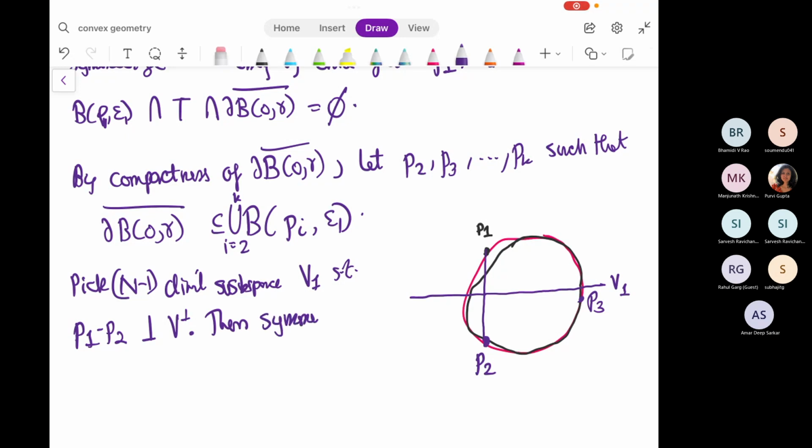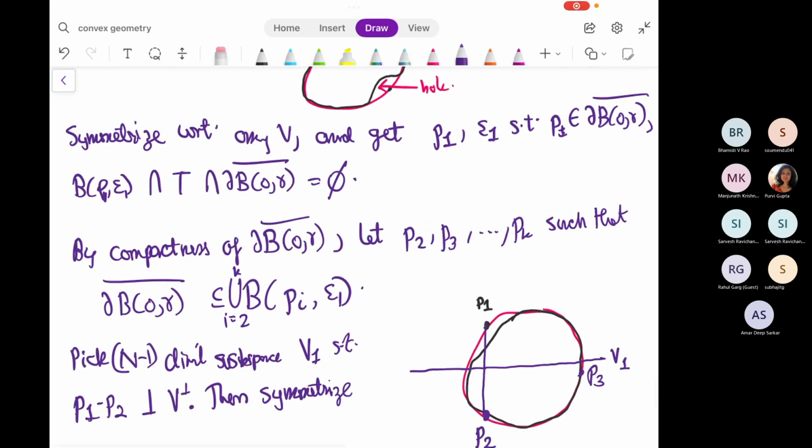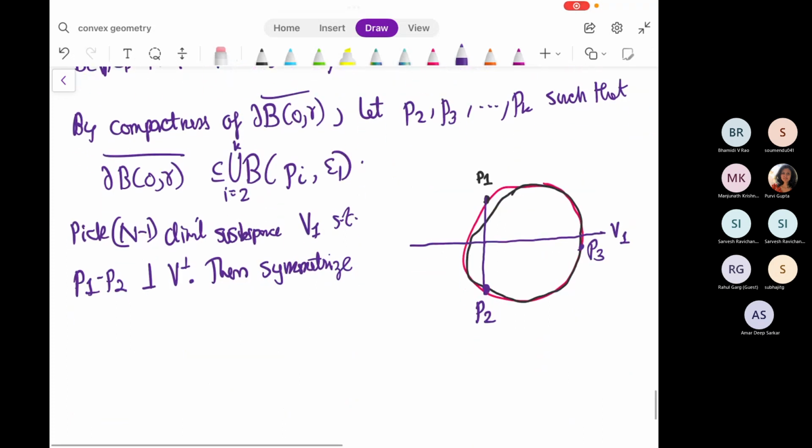okay, so let's call the result after the first symmetrization T1. So let's say T1 is T symmetrized by some initial choice V. So the earlier V was arbitrary. This V1 has been chosen keeping P1 and P2 in mind. So then symmetrize with respect to V1, excuse me, I was calling it V perp, to get some object T2, say.